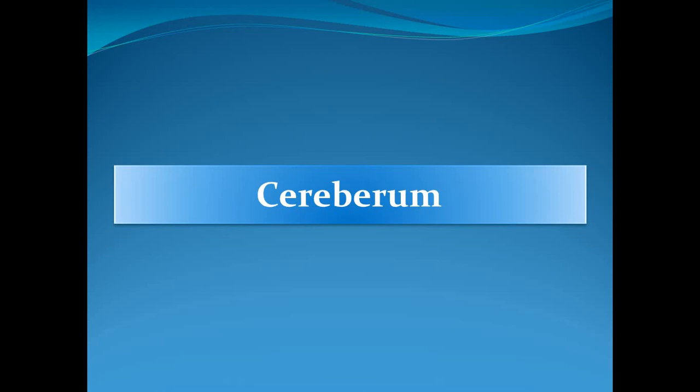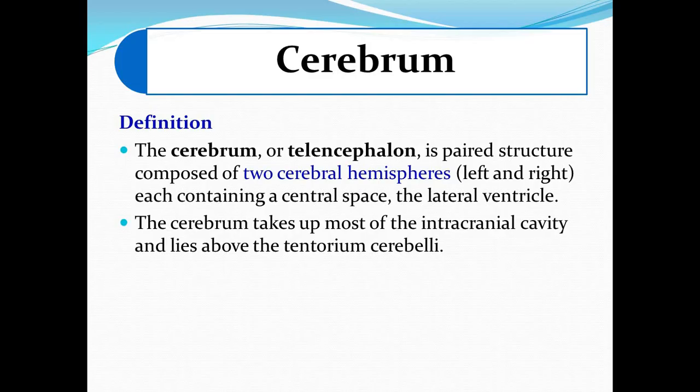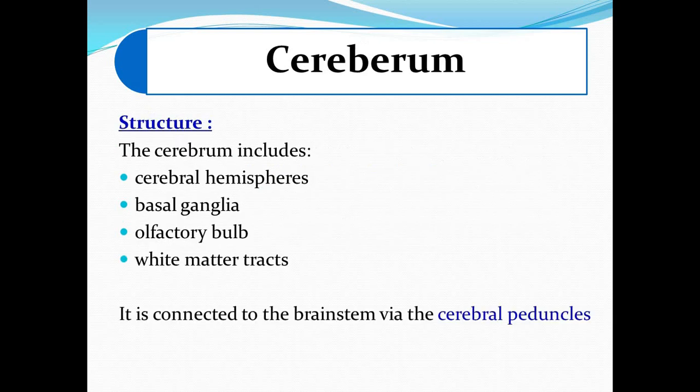We move on to talk about the cerebrum. This is the largest part of the brain. The cerebrum, or telencephalon, is a paired structure composed of 2 cerebral hemispheres, left and right, each containing a central space, which is the lateral ventricle. The cerebrum takes up most of the intracranial cavity because it's the largest in size, and it lies above the tentorium cerebelli that separates the cerebrum from the cerebellum.